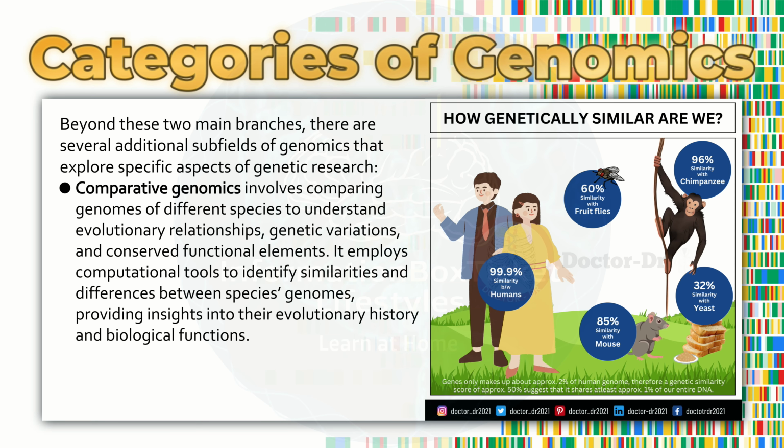Comparative genomics involves comparing genomes of different species to understand evolutionary relationships, genetic variations, and conserved functional elements. It employs computational tools to identify similarities and differences between species genomes, providing insights into their evolutionary history and biological functions.